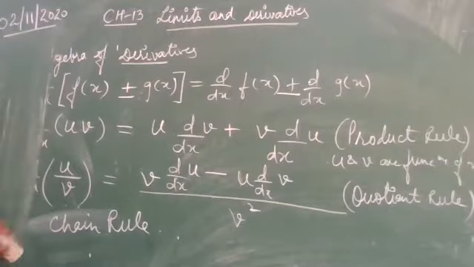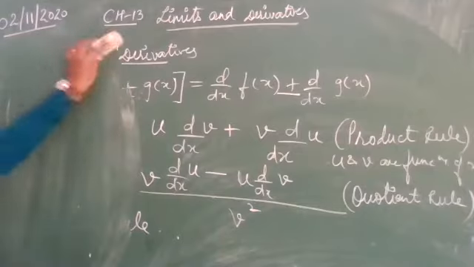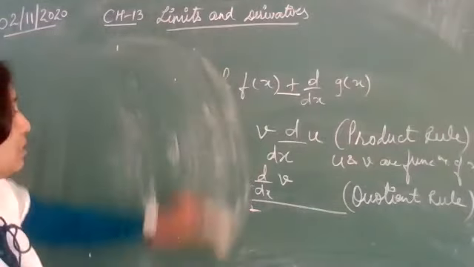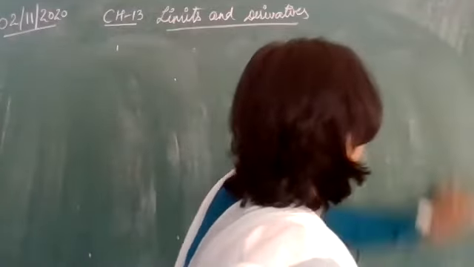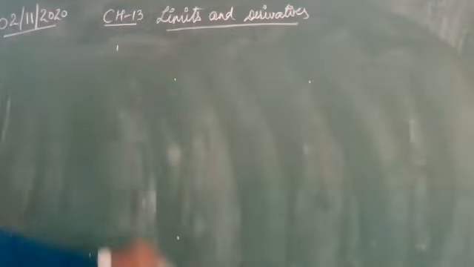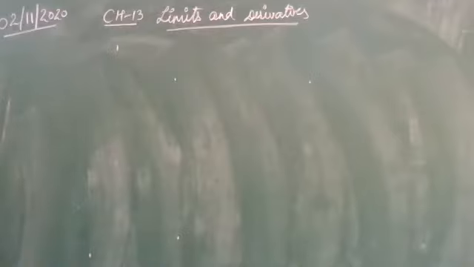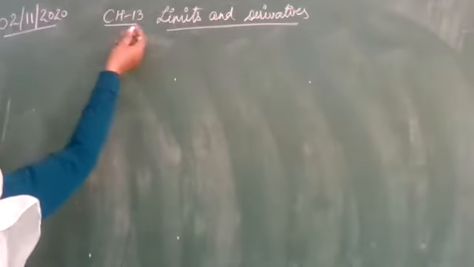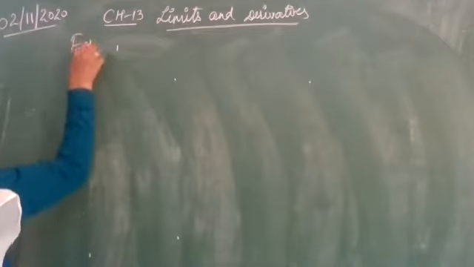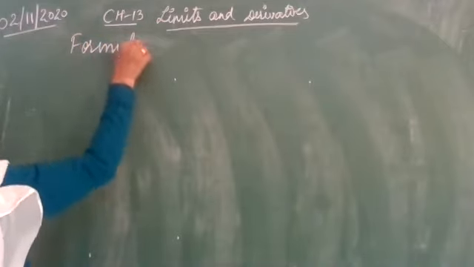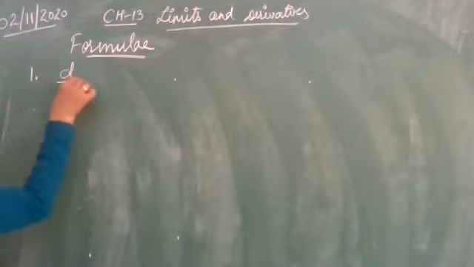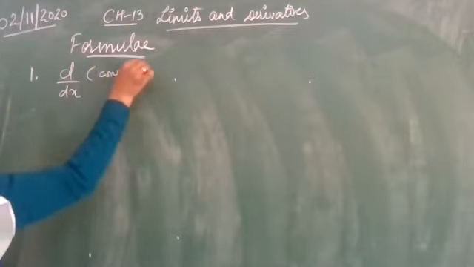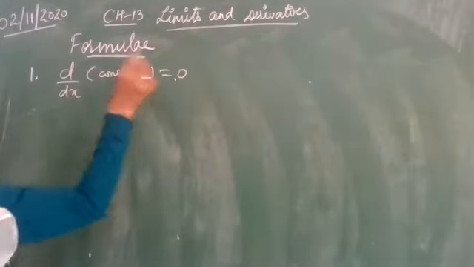Now let's come to the formulas. Very, very important, and you have to learn these by heart because they will be used everywhere: in class 11th, in class 12th, in integration also. First of all, the derivative of a constant function is always 0.